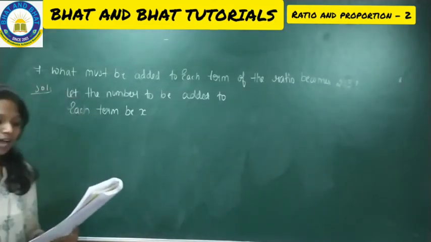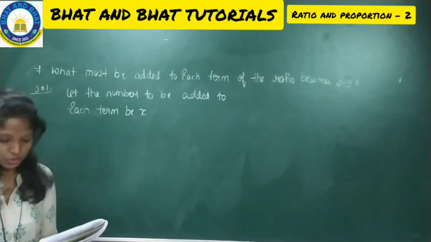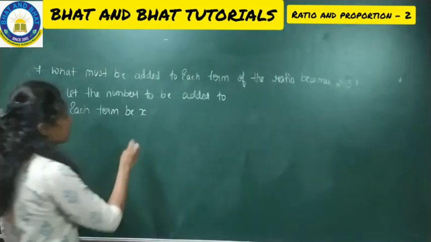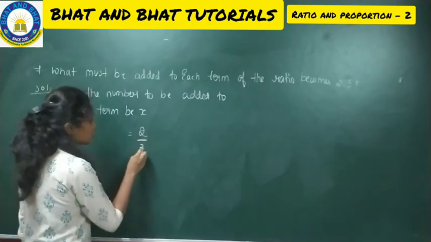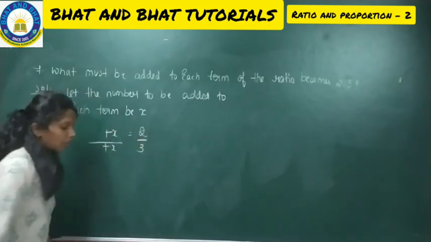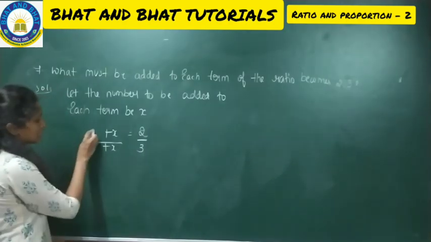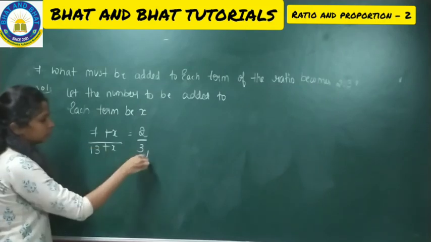So what must be added to each term of the ratio? Then it is going to become 2 is to 3. So the ratio should become 2 is to 3. So we have to add something over here. Then it will become 2 is to 3. So we can add up here 7 and 13. Make a note.